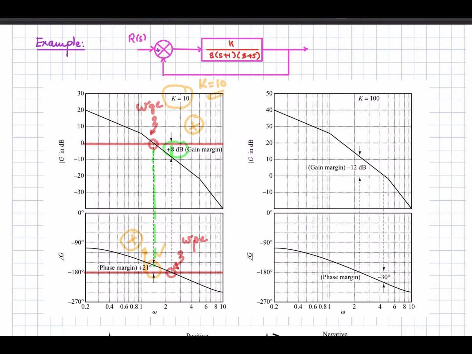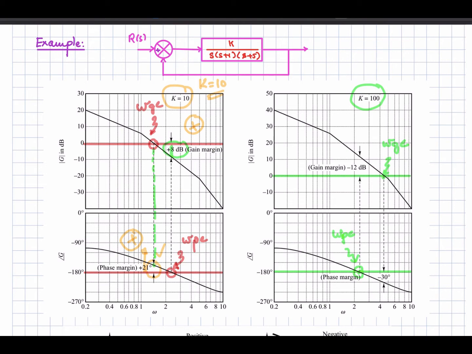Now if we increase the gain, and let's suppose it becomes 100 over here. Now let's look at the Bode plot. The Bode plot is obtained from MATLAB. I'm going to sketch the 0 dB line over here. This is the 0 dB line. So this is the gain crossover frequency omega gc, and over here I'm going to sketch the line of minus 180 degree. So this is the frequency omega pc, the phase crossover frequency.